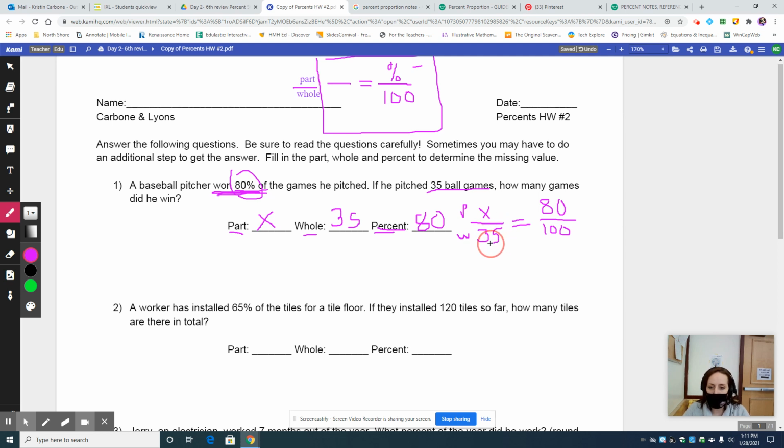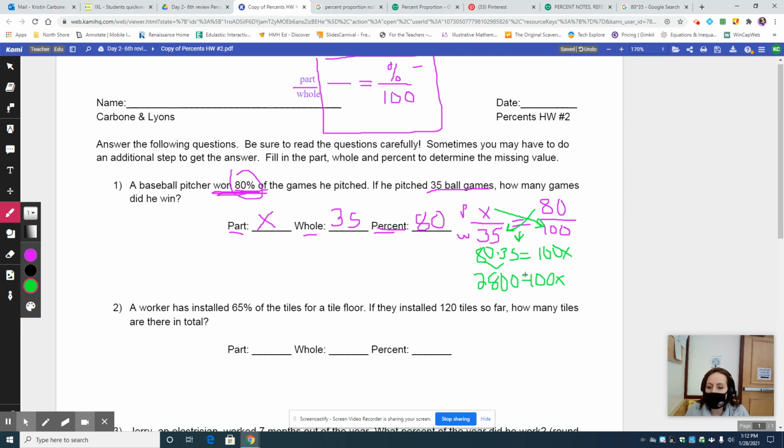Now we need to use cross products, or cross multiplication, to get our answer. Cross means you're making like a crisscross. So you're doing 100 times x, which gives you 100x. Bring down your equal sign, and then 80 times 35. Now we just need to simplify and solve. So we have 80 times 35, which is 2,800, equals 100x. Now we're down to a simple one-step equation that we all know how to solve.